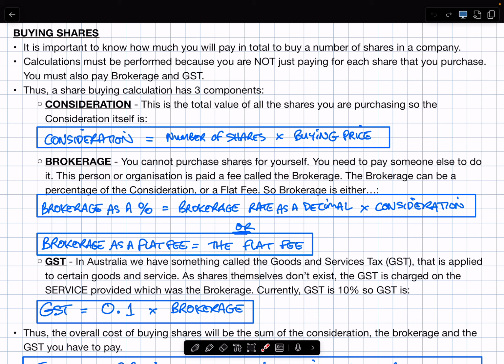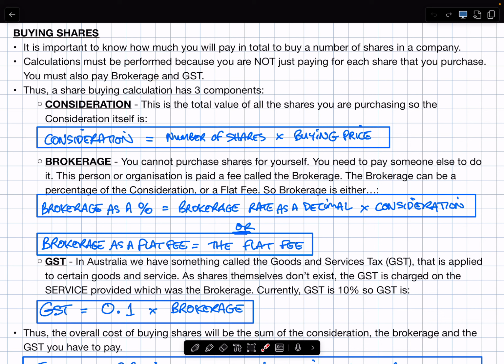So, buying shares. It is important to know how much you're going to pay to buy a number of shares in a company, because you are not just buying the shares. Calculations must be performed because you're not just paying for each share. You have to pay brokerage and GST as well. So what does this mean?